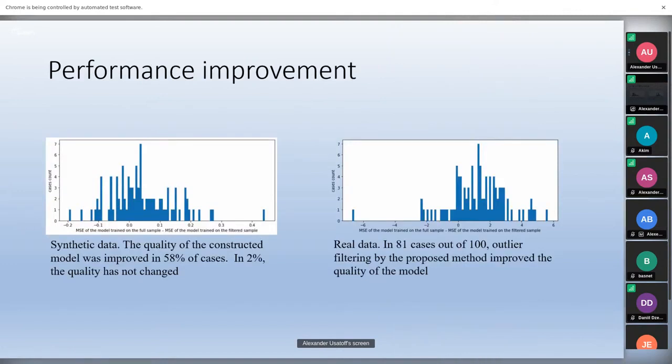On the left, you can see a histogram of quality increase on synthetic data. This data is a simple linear function with normally distributed random noise added. On the right, you can see such a histogram for real-world data. We use the Boston Housing dataset here. It is one of the most famous simple datasets for a regression problem. In both cases, the proposed outlier filtering increases model quality. A bigger effect was observed on the real data.